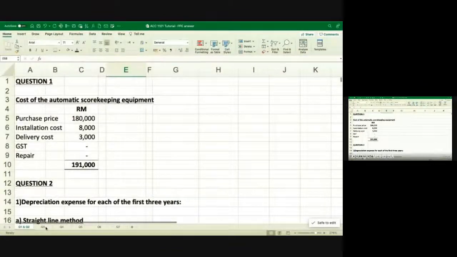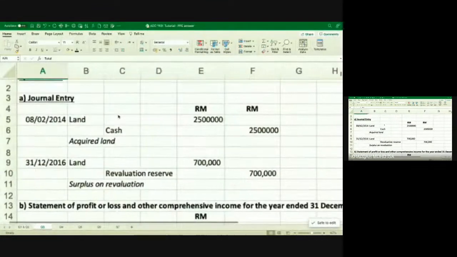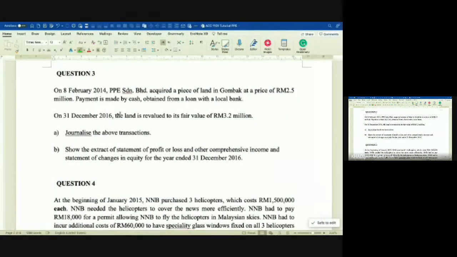We have question number 3. You acquired the land, so you're going to debit your land and credit your cash. But when you revalue, what do you mean by revaluation? It means that now the value, instead of 2.5, is 3.2 million. So are you going to debit our land 3.2 million? No, it's wrong, because if you debit land 3.2 million, it's as if you bought another land that gives you a value of 3.2 million, but actually it's the same land. It's just that the value has increased, not the quantity, but the value of the land.